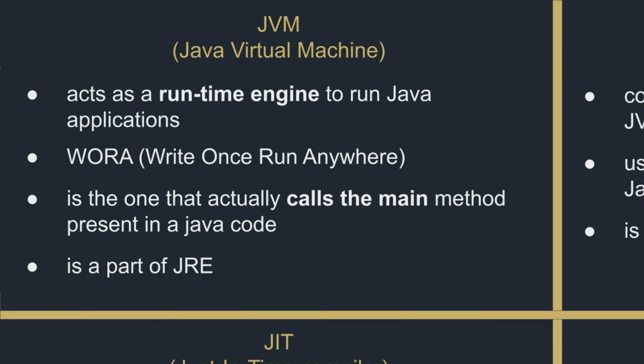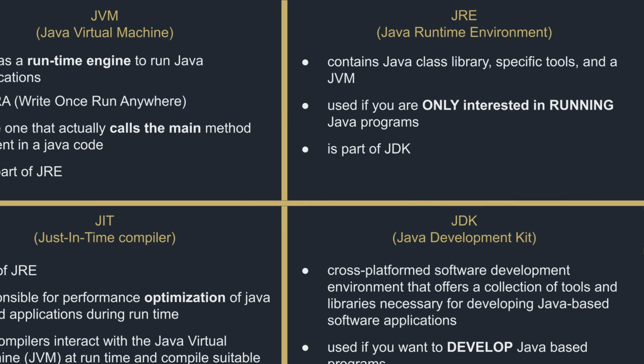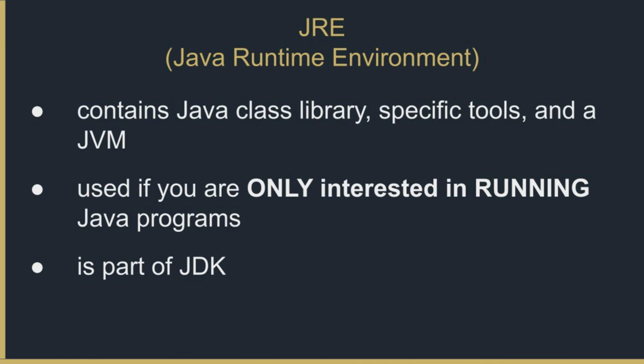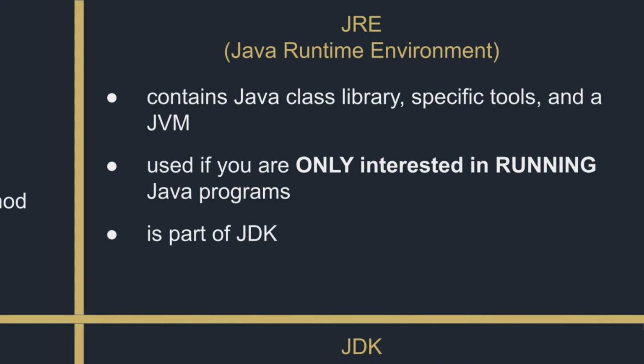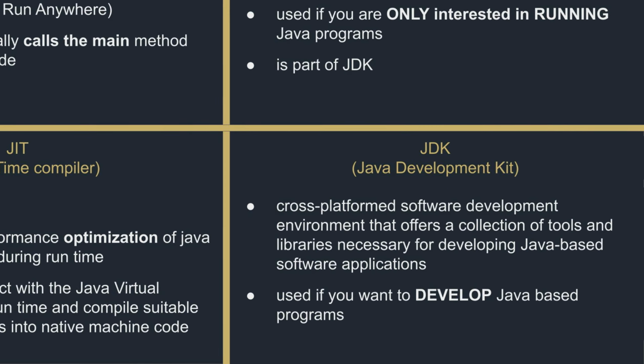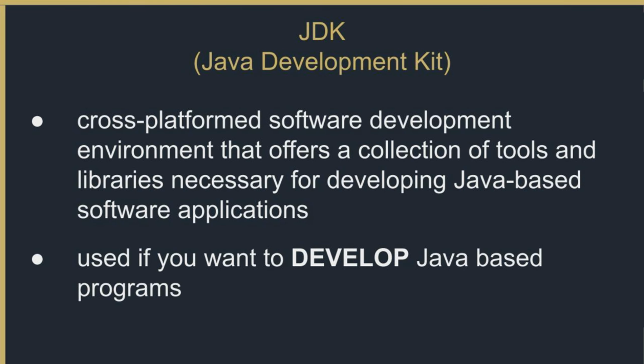The Java virtual machine is part of the Java runtime environment. The JRE contains the Java class library, specific tools, and the JVM itself. The JRE is used only if you are interested in running the Java applications and not in creating them. For building Java applications, you will need a JDK. A JDK, or Java Development Kit, is a cross-platform software development environment that offers a collection of tools and libraries necessary for developing Java-based software applications. This is basically a toolkit that you need in order to develop Java-based programs. And that's the piece of software we installed in the beginning of this video through IntelliJ.